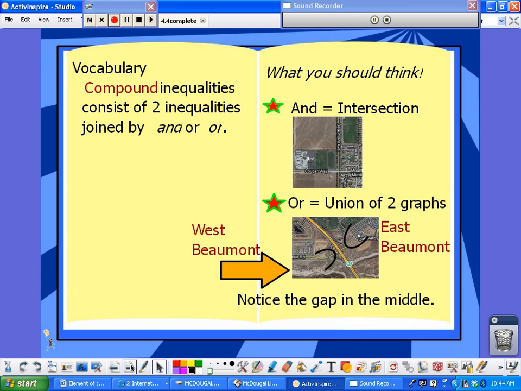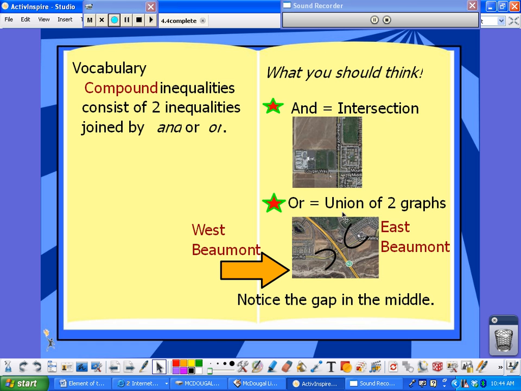Okay? When we first started out, we talked about how a compound inequality consists of two inequalities joined by "and" or "or". And so I told you to focus on "and" as like an intersection. And so I showed you a map of our school with Cougar Way and Beaumont Avenue. So where Cougar Way and Beaumont Avenue meet is an intersection.